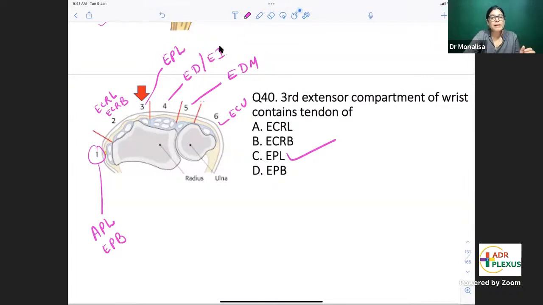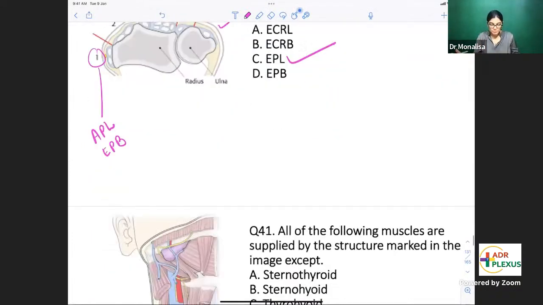ECU, sixth compartment. Abductor pollicis longus and extensor pollicis brevis, first. ECRL and ECRB, extensor carpi radialis longus and brevis, through the second. Extensor pollicis longus through the third. Extensor digitorum, extensor indicis, posterior interosseous nerve, and anterior interosseous artery through the fourth compartment. Extensor digiti minimi through the fifth, and extensor carpi ulnaris through the sixth extensor compartment.